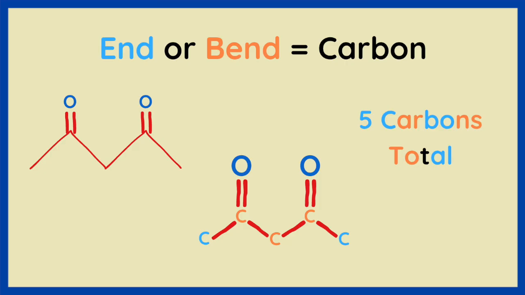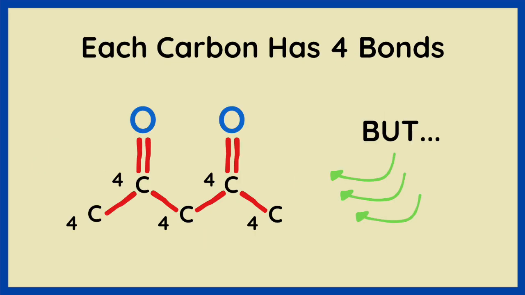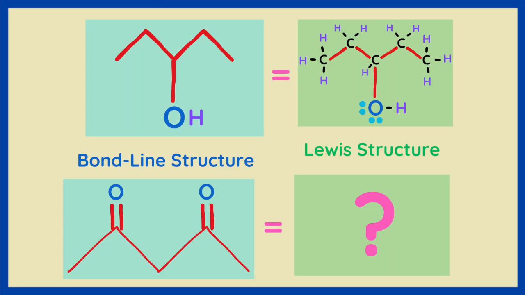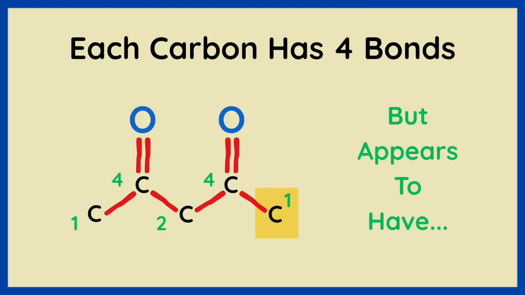1, 2, 3, 4, 5. And by nature of how carbon is structured, it will always form 4 bonds. 4 sticks with other atoms. But when we look at this, it's clear that most of these carbons don't appear to have 4 bonds. And that's simply because a bond line diagram hides a bunch of the features that would otherwise be present for the same molecule's Lewis structure. So each of our carbons does have 4 bonds, it's just that we don't see all of them. We only see the bonds between carbon and carbon as well as between carbon and oxygen.